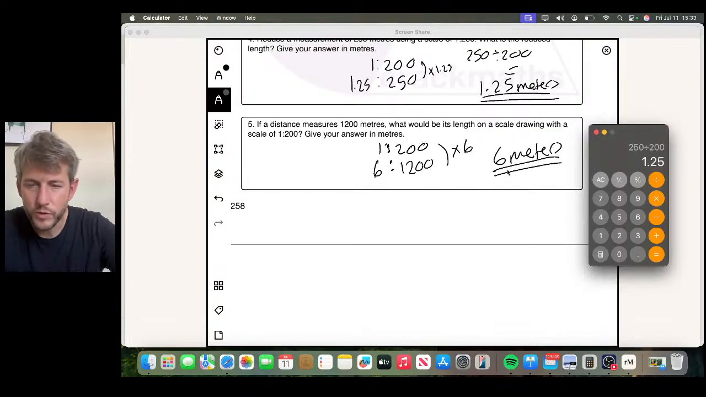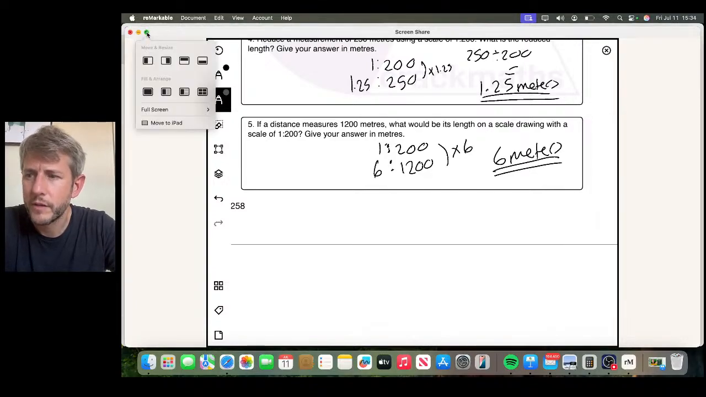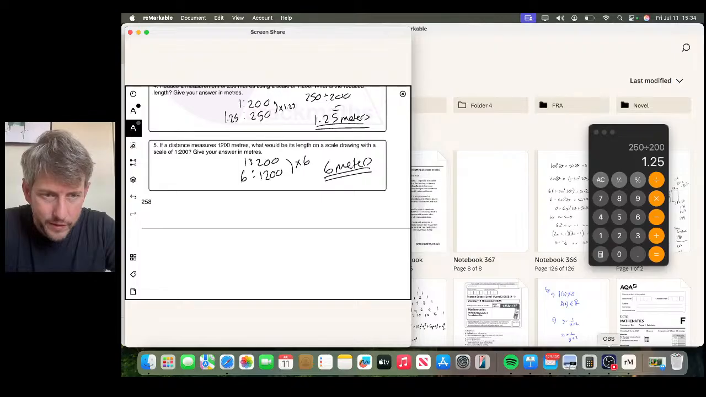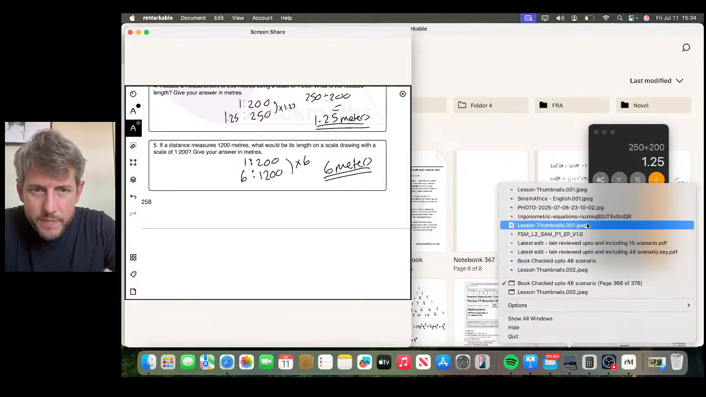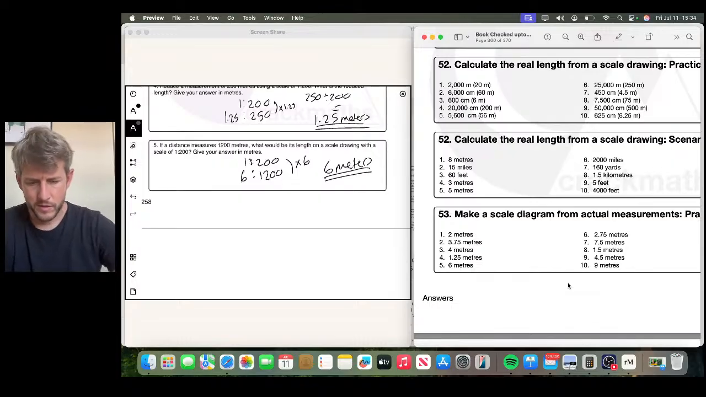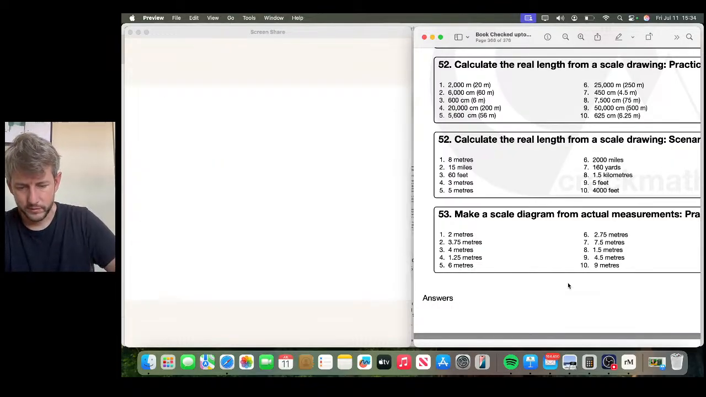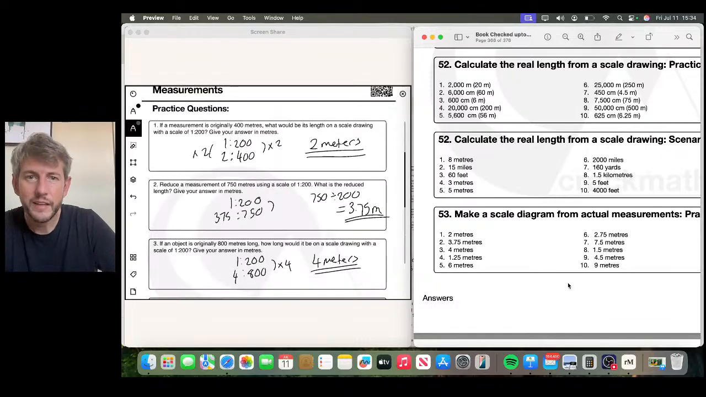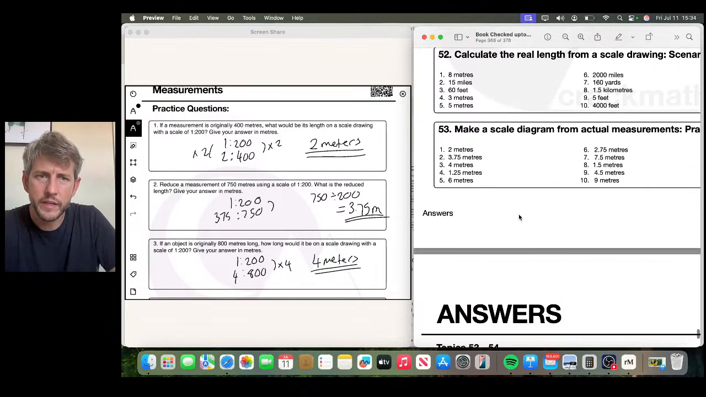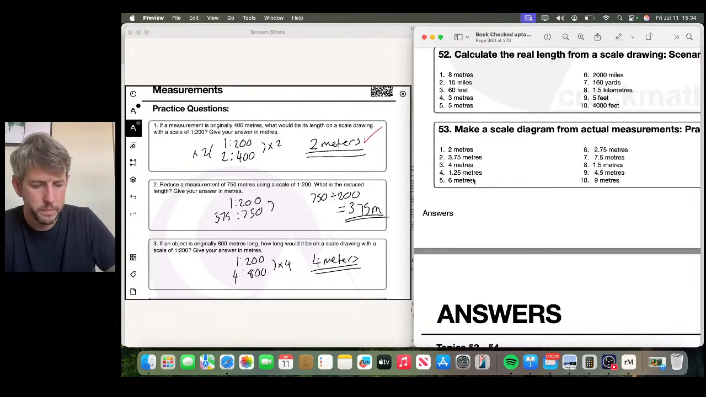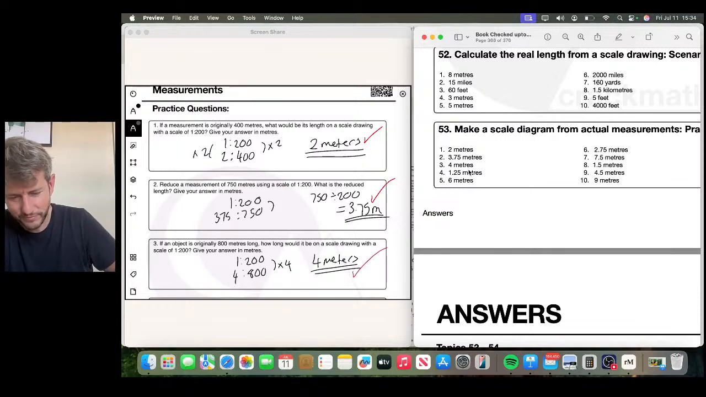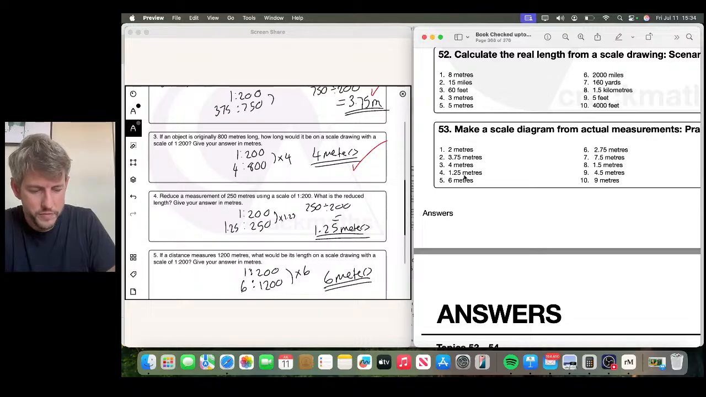Okay, right, let's get these ones marked. Here we go. And then let's get out the answer scheme. Okay, so question 1. This is 53, isn't it? So it's this one here. 2 meters, 3.75 meters, 4 meters, 1.25 meters, 6 meters.